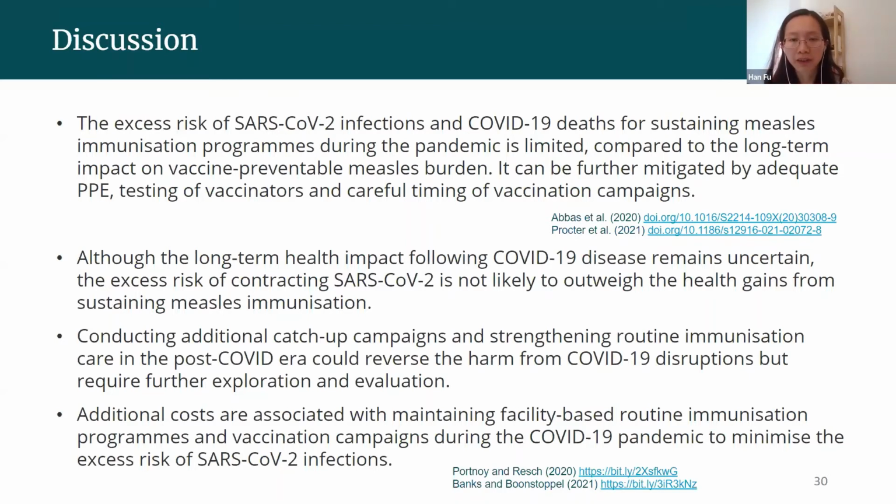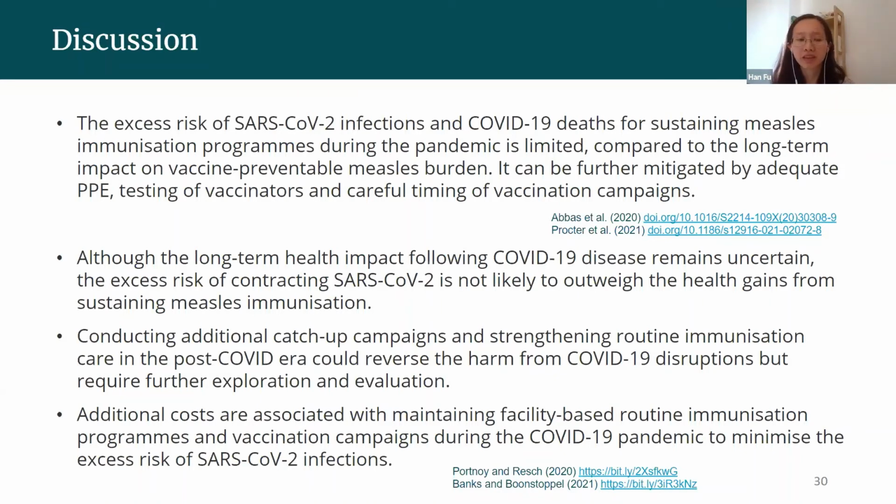And also from the previous study, from the PROTECT studies, we also show that the excess risk of SARS-CoV-2 infection can be further mitigated by providing proper personal protective equipment and testing for vaccinators and careful timing of vaccination campaigns. And also there's uncertainty on the long-term health impact following COVID-19 infections, but this is not likely to outweigh the health benefits we found from sustaining measles immunizations.